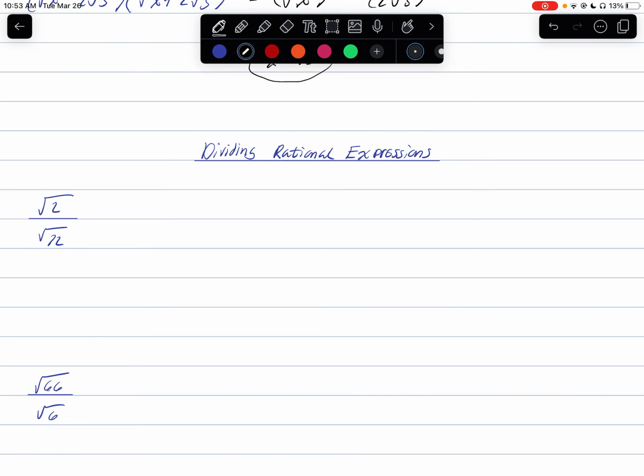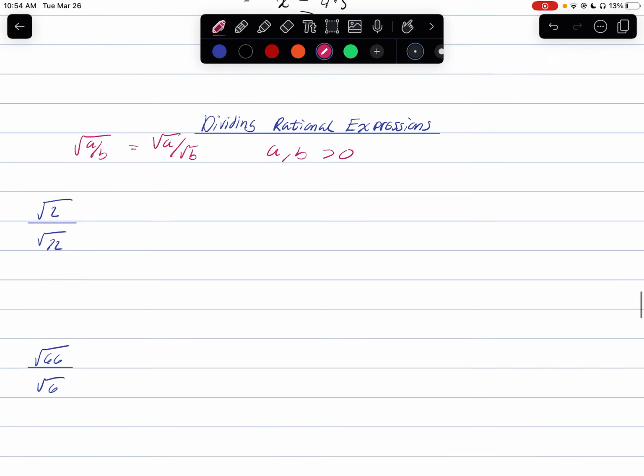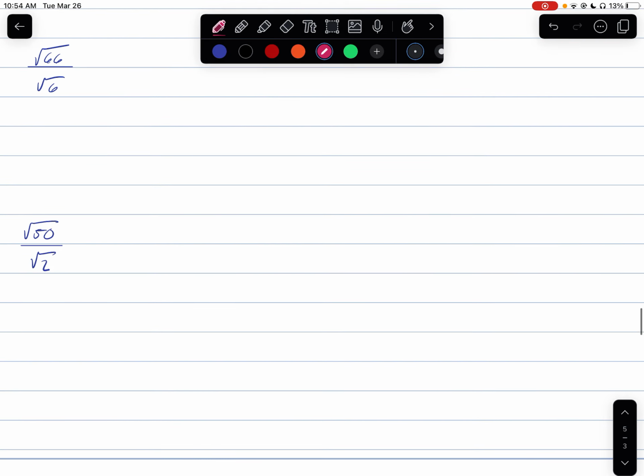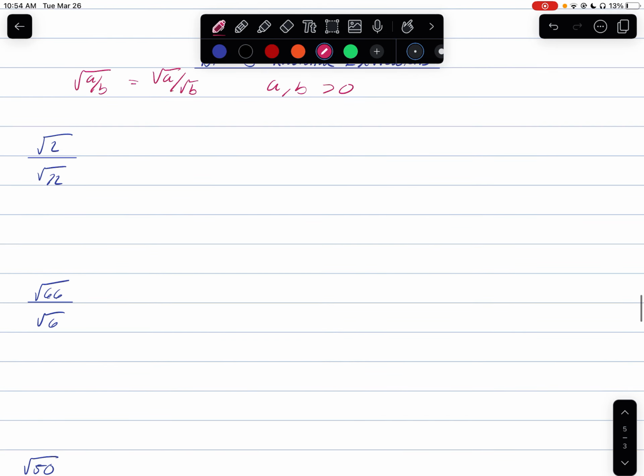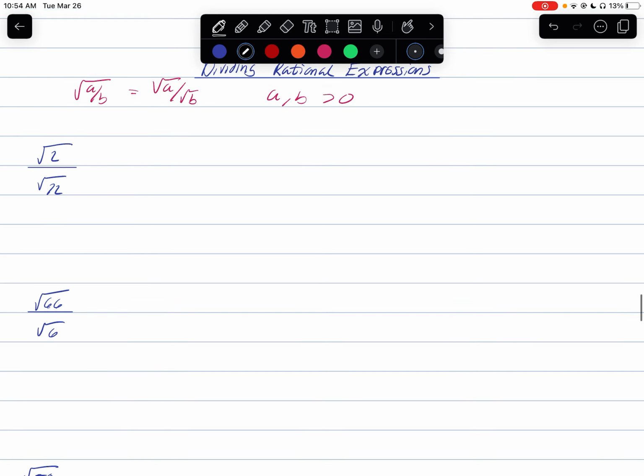In this video, I want to cover dividing rational expressions. If you remember from our last video, we mentioned the rule: the square root of a divided by b is equal to the square root of a divided by the square root of b, if we assume that a and b are both greater than 0. We're going to take advantage of that, at least at the start here, and do a few examples. We're going to see if we can simplify these as much as we can.